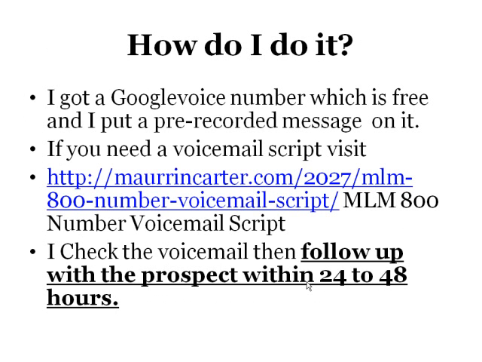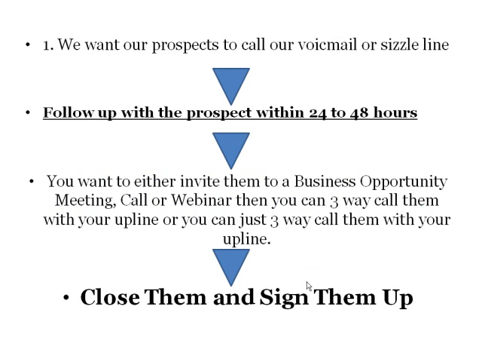Now, how do I do it? I got a Google Voice number, which is free, and free is everyone's favorite four-letter word other than love. But I put a pre-recorded message on it. And if you need a voicemail script, you can visit this hyperlink right here that you see. I got that voicemail script from Jeffrey Combs. You can just Google Jeffrey Combs, you'll find out what a phenomenal trainer he is. But that's not what this chapter in the ebook is about. Basically what I do, I check the voicemail, then I follow up with the prospect within 24 to 48 hours. Okay, so let's review.